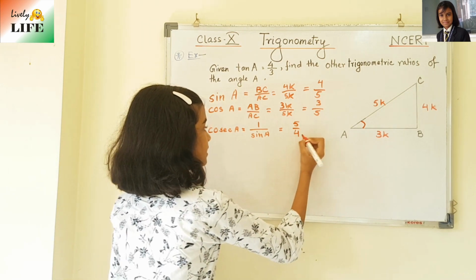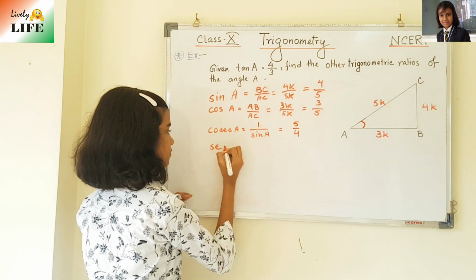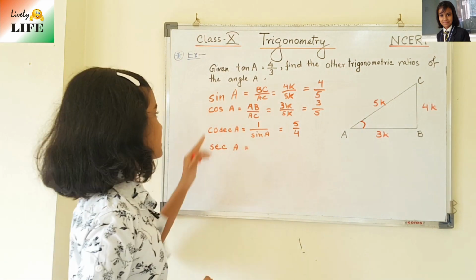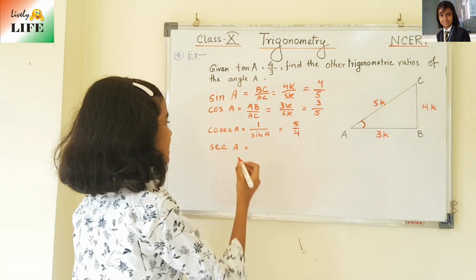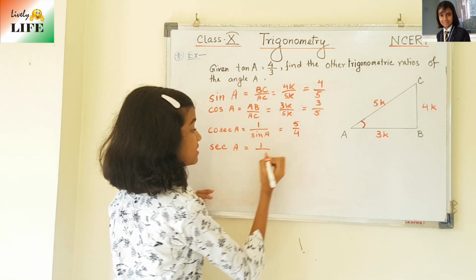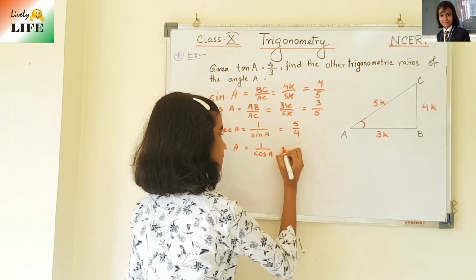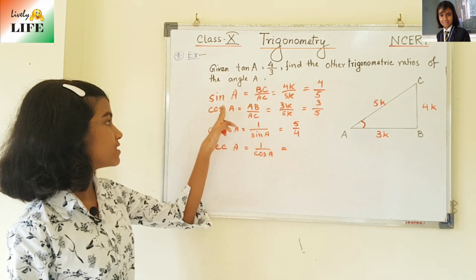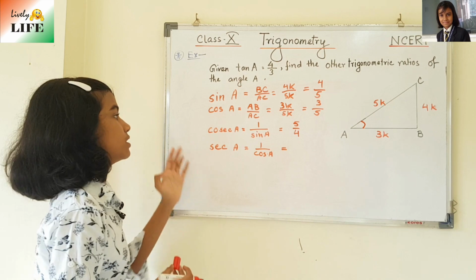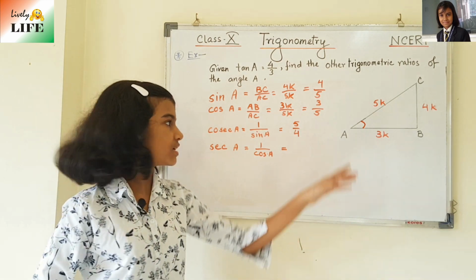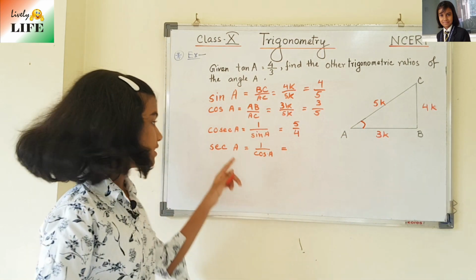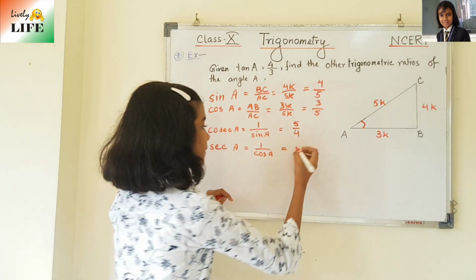Okay. Then sec A. Sec A is the reciprocal of cos A. Then we can write it as 1 by cos A. What is 1 by cos A? Cos A was 3 by 5. Then what will be 1 by cos A? 1 by cos A will be 5 by 3. Right? Then sec A will be 5 by 3.